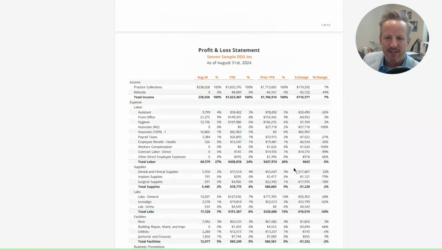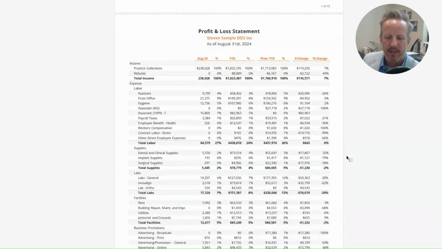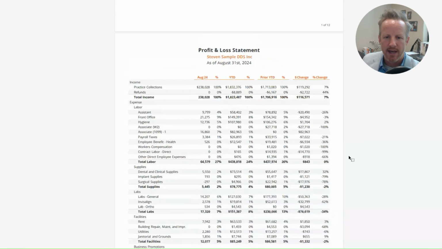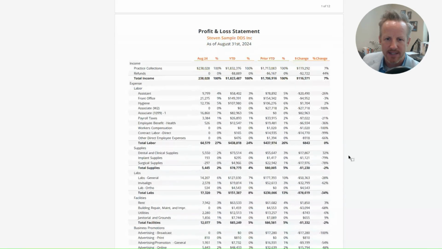Let's now dive into the actual content of the P&L. Here's how we have structured these P&Ls. At the very top, it will say profit and loss statement, the name of the corporation, and then as of what date. So this sample we're looking at is as of August 31st, 2024.